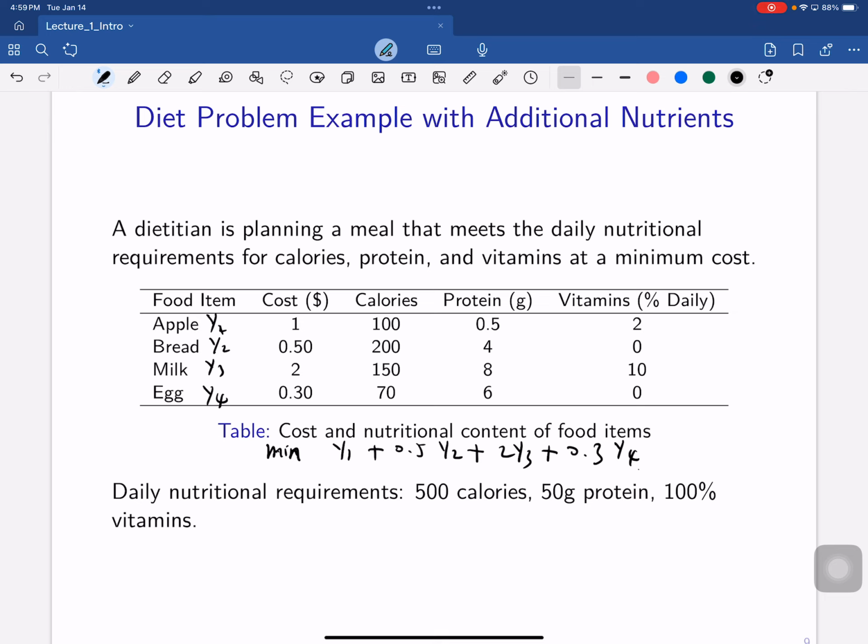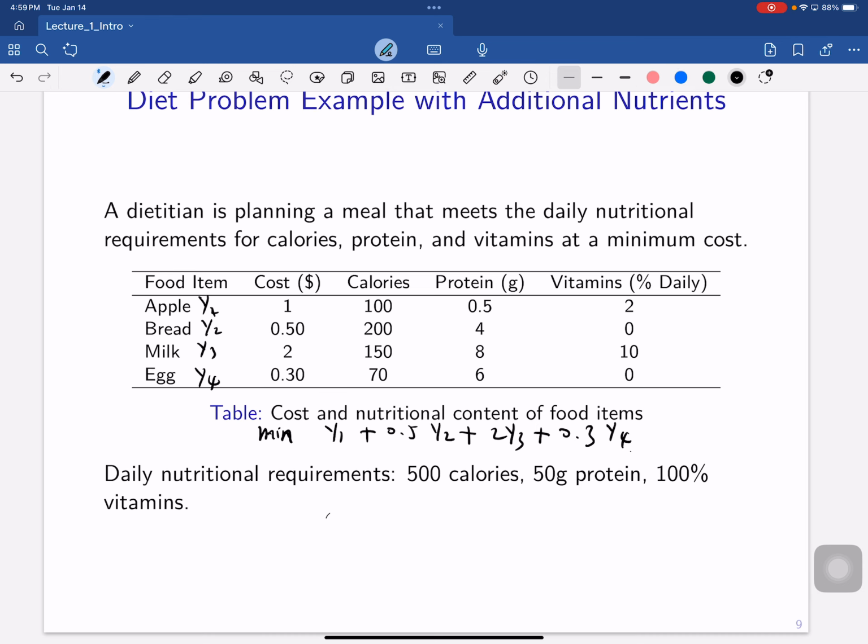And then the other thing is the so-called constraints, right? You need to satisfy the daily nutritional requirements. So for calories, apple provides 100 calories, so it's 100 y1 plus, basically you take this column here, right? So it has to be greater than or equal to 500. Actually, you can also write it as equal to, since you are minimizing, you don't want to go over 500, and all the numbers can be fractional, right? So you could also write it as equal to.